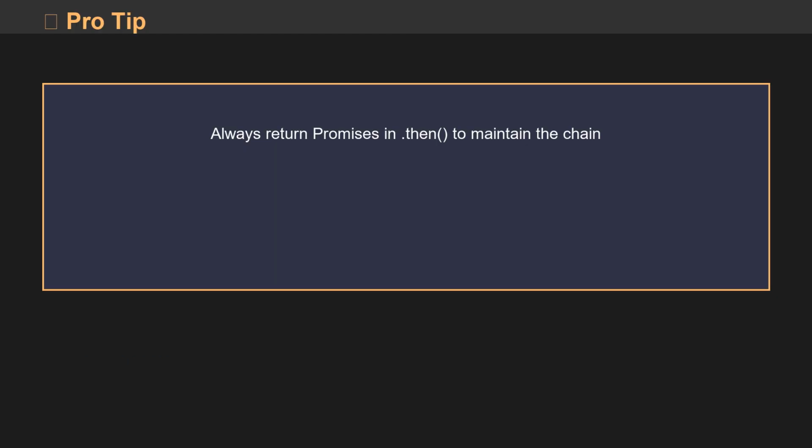Here's an important tip. Always remember to return promises in your .then methods. This ensures that the chain continues properly and that each step waits for the previous one to complete. This is crucial for maintaining the correct flow of your asynchronous operations.